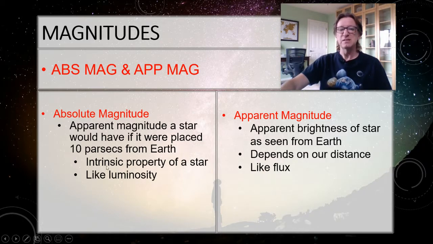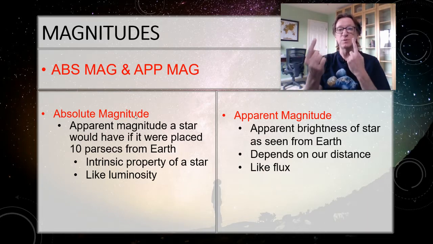But the key thing is that it's like luminosity. It's an intrinsic property that doesn't change. So anytime you see apparent magnitude, I want you to think of flux. It's brightness to your eye. Anytime you see absolute magnitude, I want you to think of luminosity. It's how bright it really is. And then, as you know, the difference between those depends strictly upon the distance.